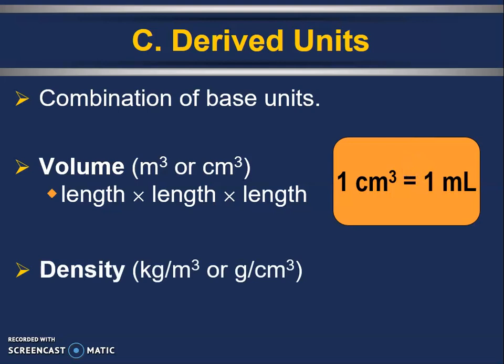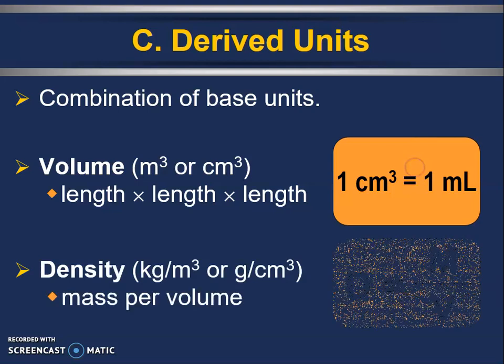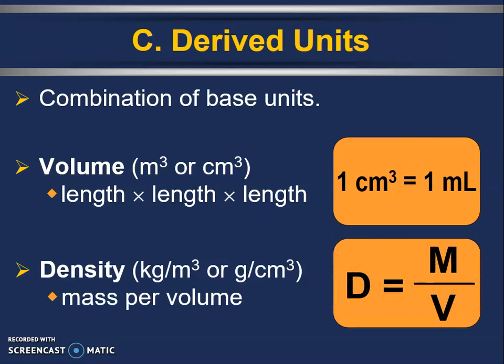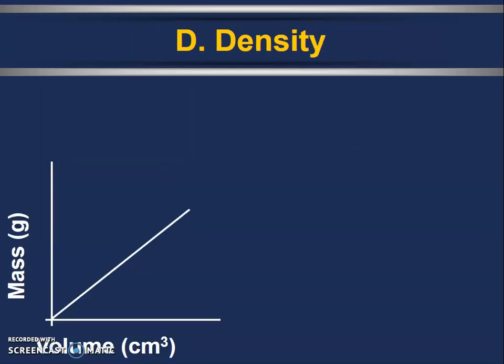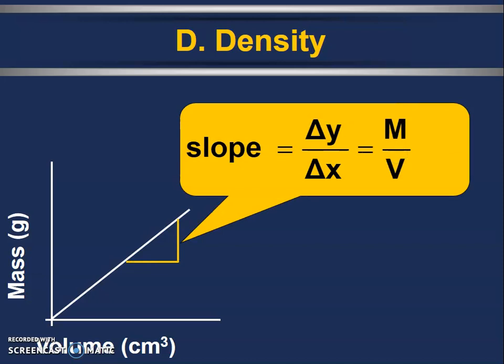Another example of a derived unit is density. Okay, density is mass per volume. So it's a mass divided by volume. So here's our second equation that we can add to our equation sheet. Density equals mass divided by volume. Okay, mass divided by volume. Now the cool thing about density is if we are measuring density, we have to measure mass and we have to measure volume. We can put that on a graph. So if you put mass on the y and volume on the x, your slope will equal your density, which is really cool.